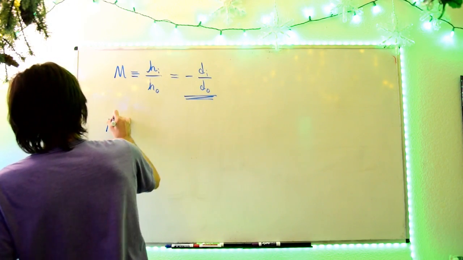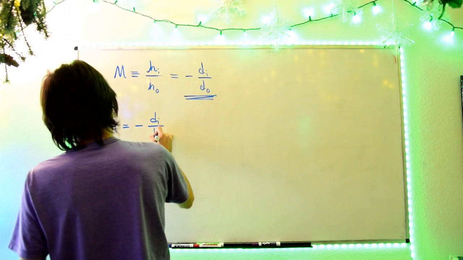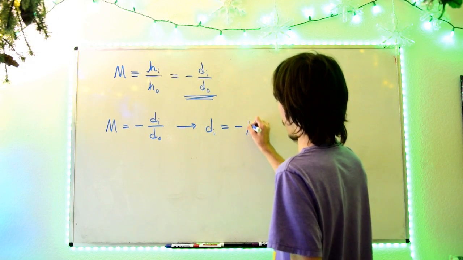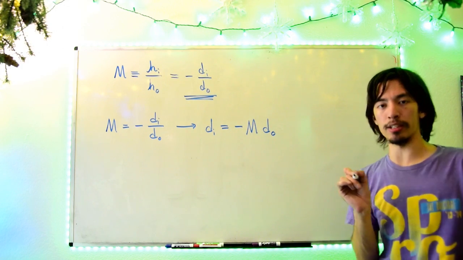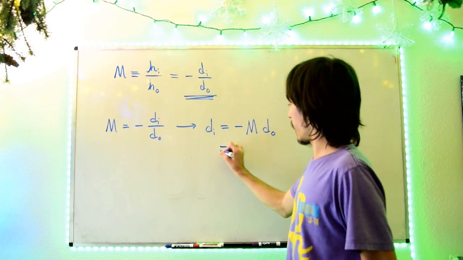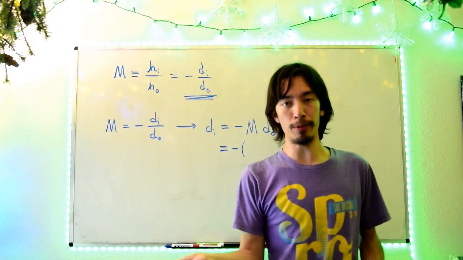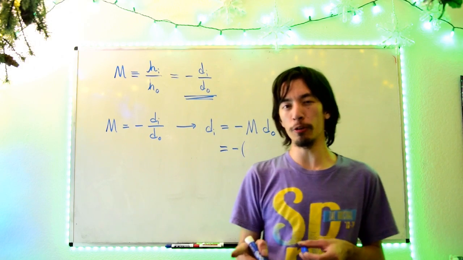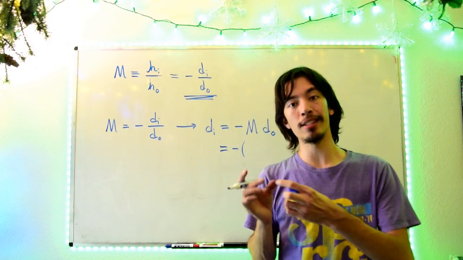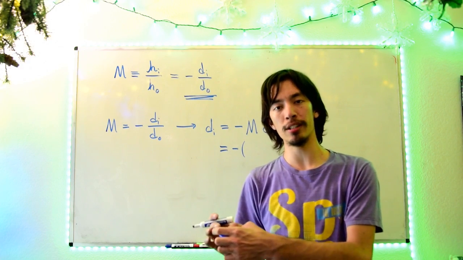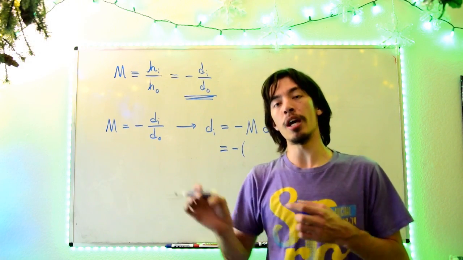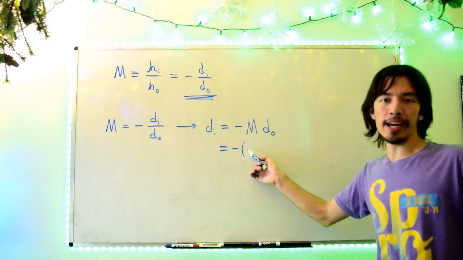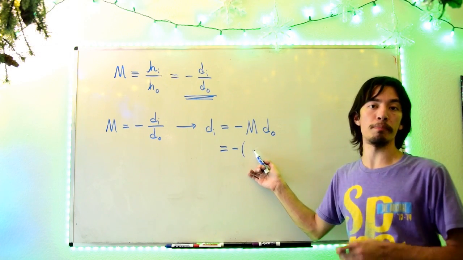So we start out with m equals negative di divided by do. We solve it for the image distance, which is negative the magnification times the object distance do. The magnification, we said, was 60%, so that means it's 0.6. Now, you do have to be careful because just because the size is 60% of the object, that doesn't mean I'm telling you if it's upright or inverted. Because if it was inverted, you would use negative 0.6. But since it's upright, you use positive 0.6.